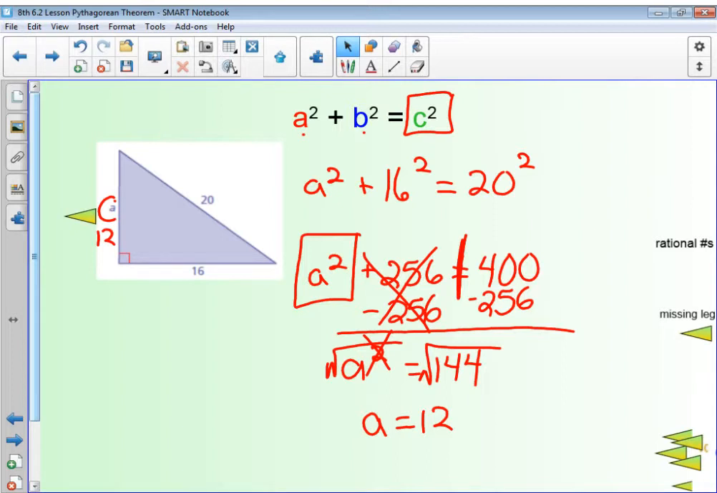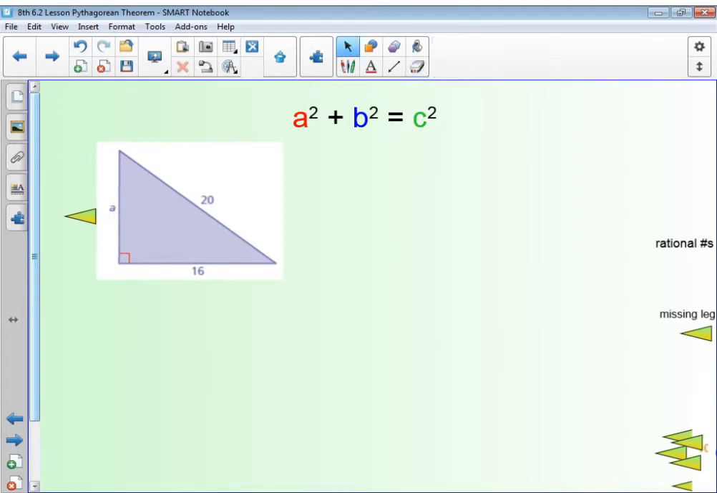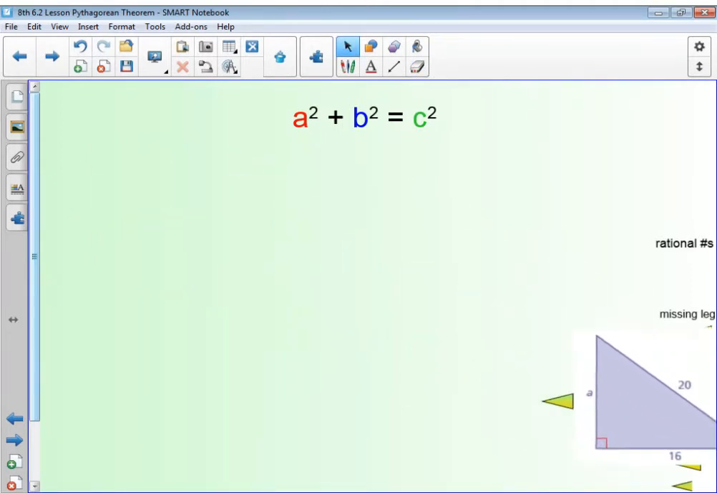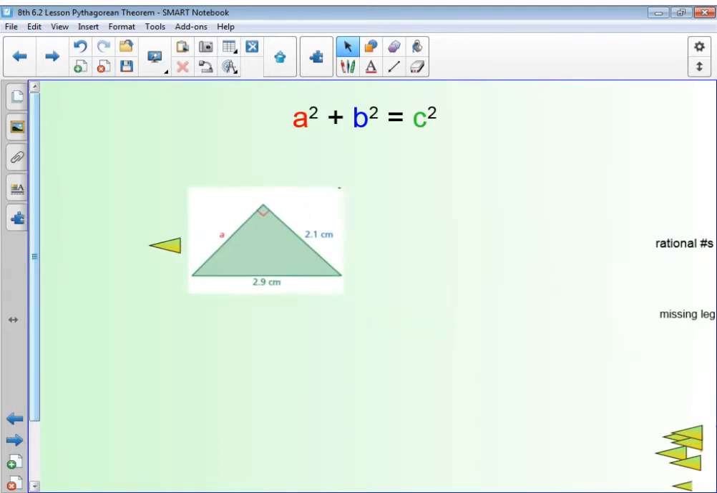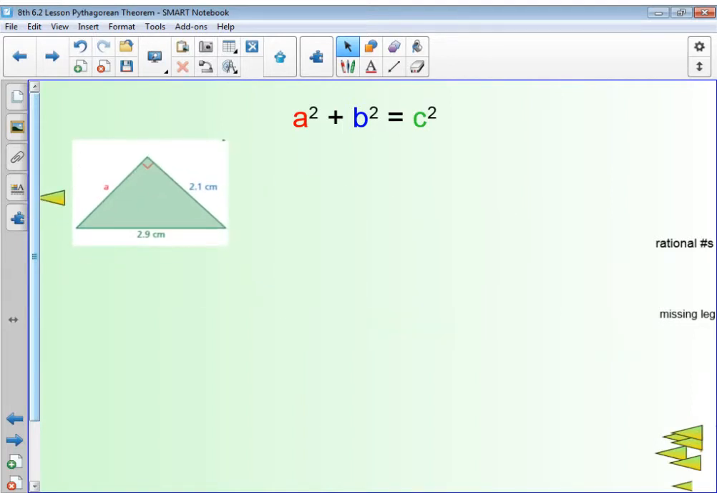So remembering that we're identifying, we don't get to just plug in the two that we know in those front two spots. Those are the legs. The A and the B are the legs, the part that makes up the right angle. That's the most common mistake: kids think, oh, I just plug in the two numbers that I know into A and B. No, you have to make sure that you're plugging in the ones that are making up the right angle.